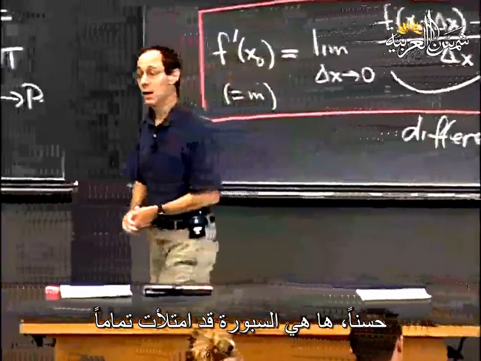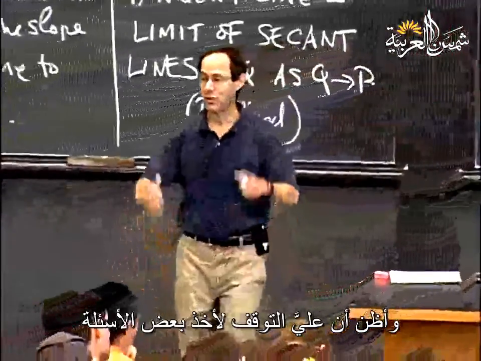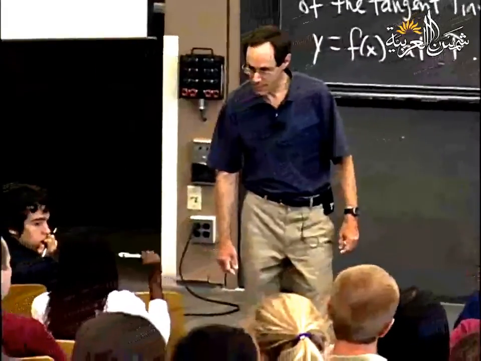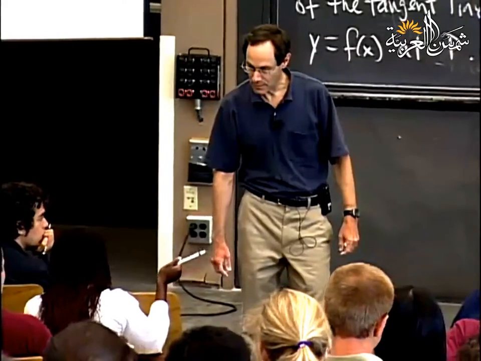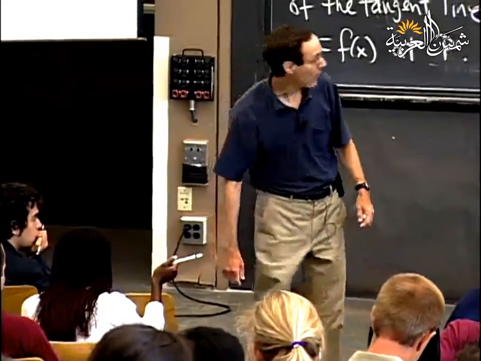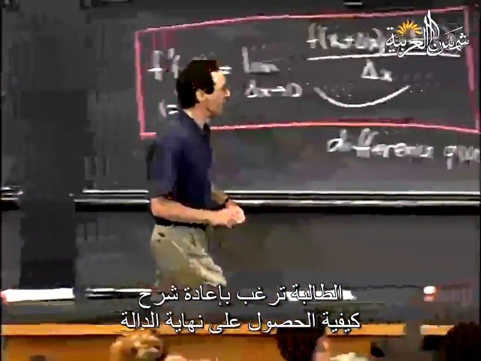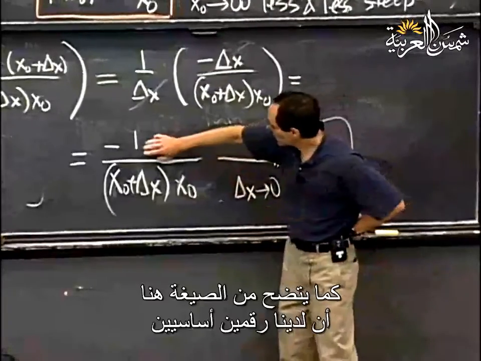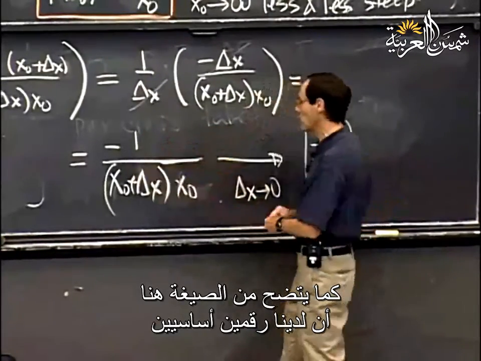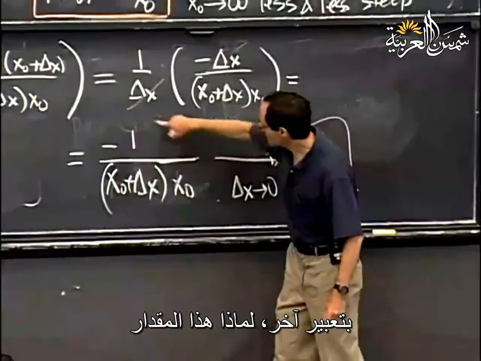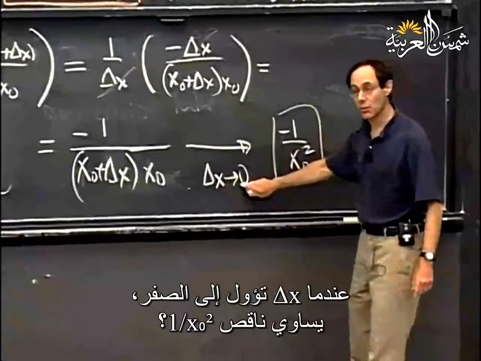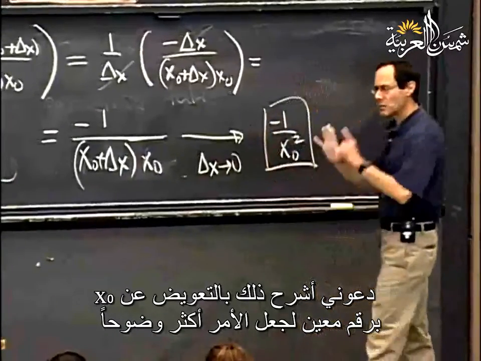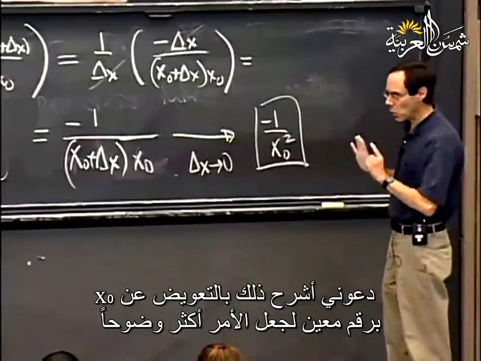All right. So I've managed to fill the boards, so maybe I should stop for a question or two. Yes? So the question is to explain again this limiting process. So the formula here is we have basically two numbers. In other words, why is it that this expression, when delta x tends to 0, is equal to minus 1 over x0 squared? Let me illustrate it by sticking in a number for x0 to make it more explicit.